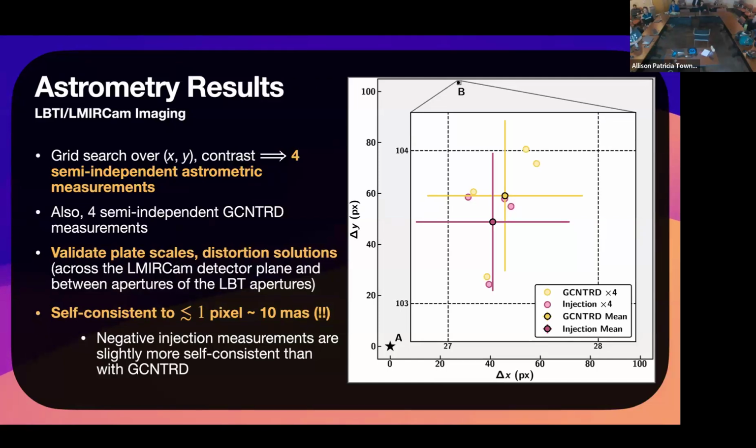Yeah, 1 pixel here is about 10 milliarcseconds. So somewhere around 5 milliarcsecond errors in either direction.